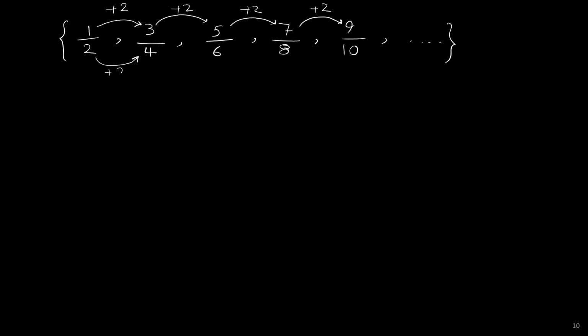2 plus 2 is 4. 4 plus 2 is 6. 6 plus 2 is 8. 8 plus 2 is 10. So the numbers in the numerator are an arithmetic sequence, and also the numbers in the denominator are an arithmetic sequence. So we can use this formula separately for the numerator and the denominator.